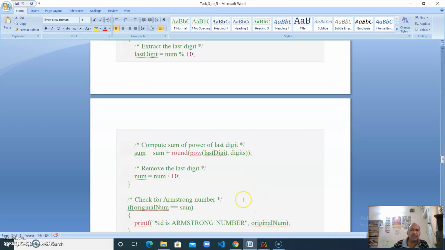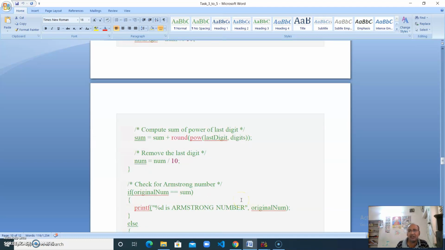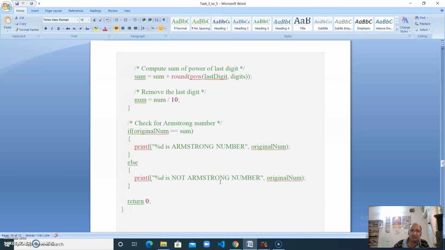After that, how do we check whether the particular number is an Armstrong number or not? If original number equals sum, printf that it is an Armstrong number. Otherwise, it is not an Armstrong number.